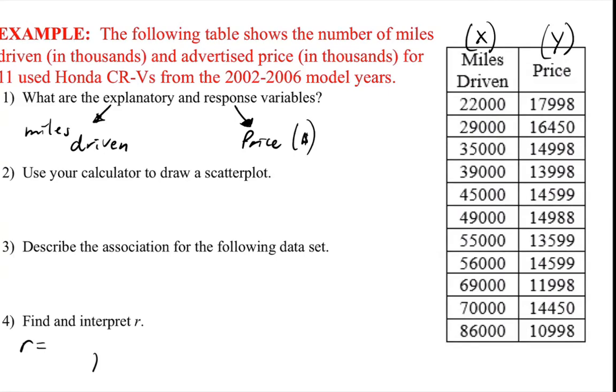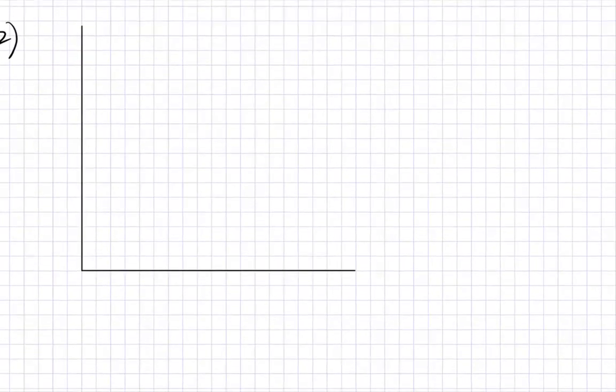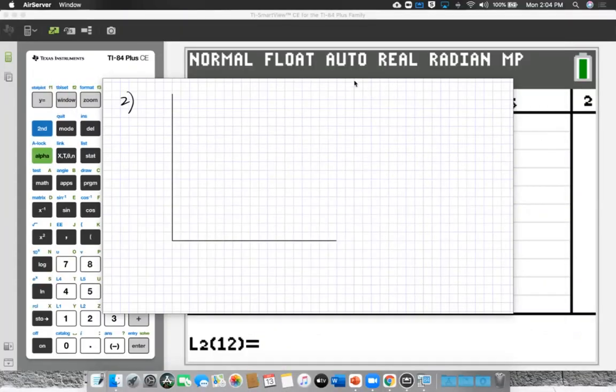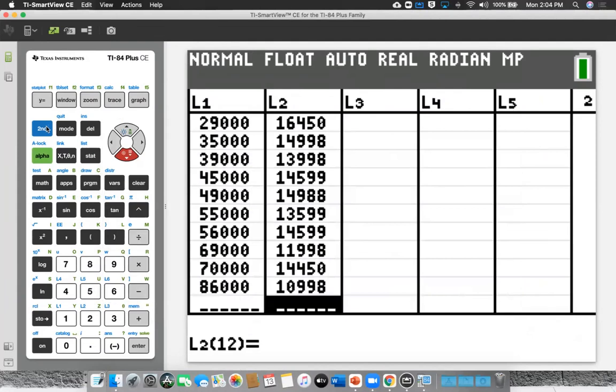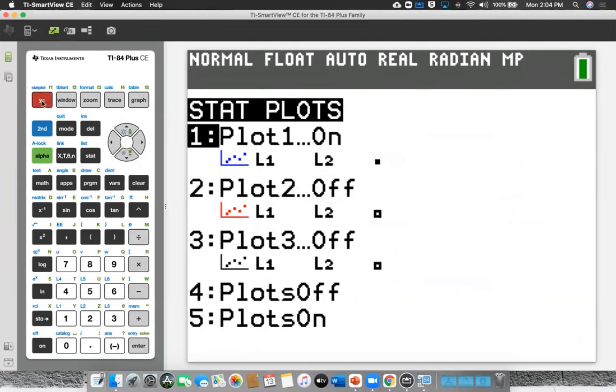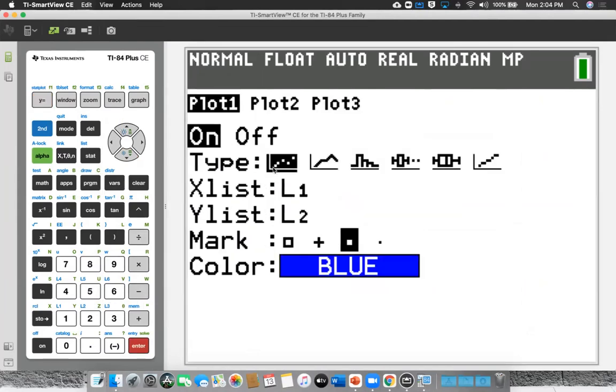Okay. Use your calculator, draw scatter plots. Here's the setup for a scatter plot. Remember, any graph we want is in stat plot. We're going to go to the first plot since we only want one graph. The one we want is the dots. L1 is my explanatory X, and L2 is my response. Okay, so everything's ready to go.